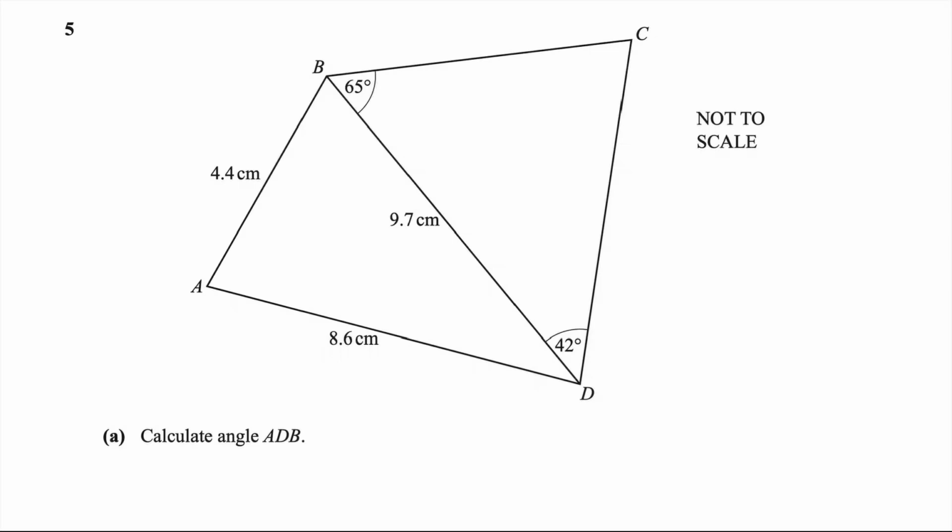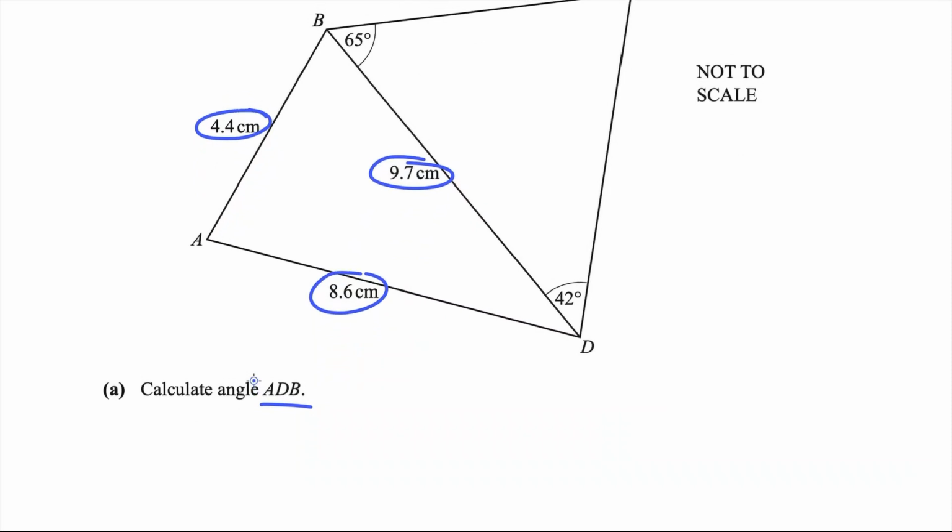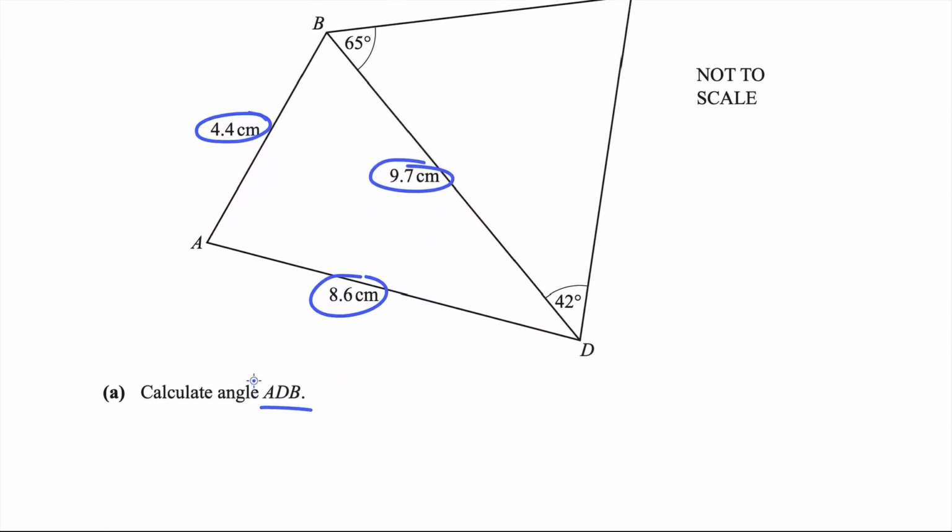Hello friends, welcome to question number 5. We are calculating angle ADB. So in this triangle, we see that all the three sides are given. And so whenever we are trying to calculate an angle when all the three sides are given, what should we do? We would use which rule? Cosine rule, right?